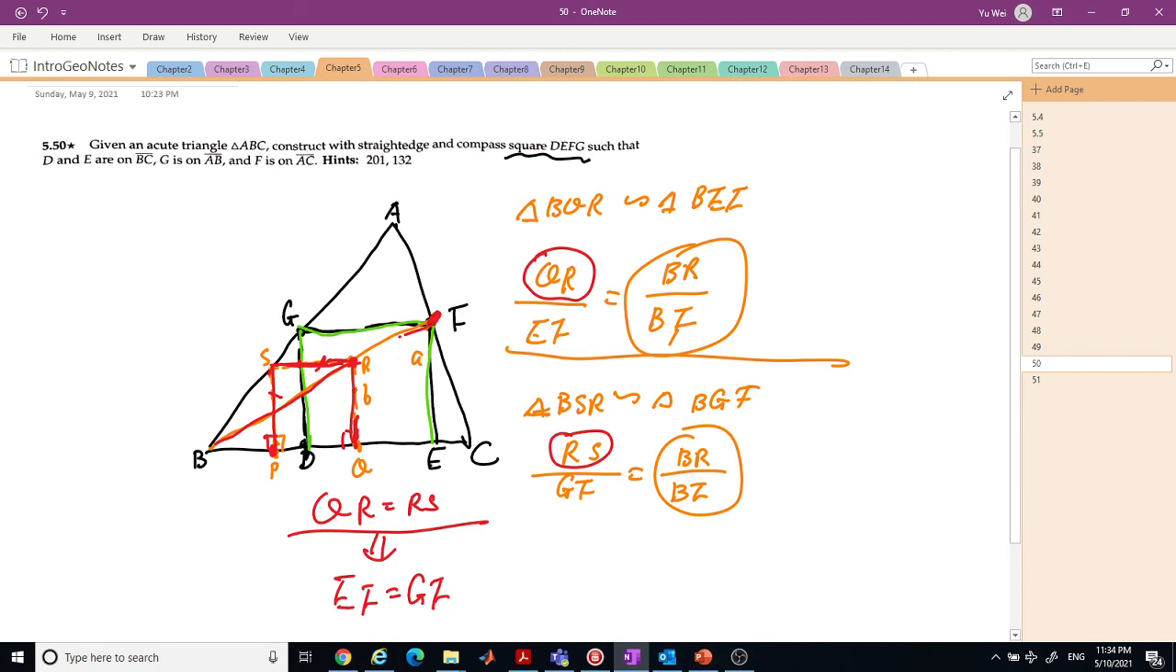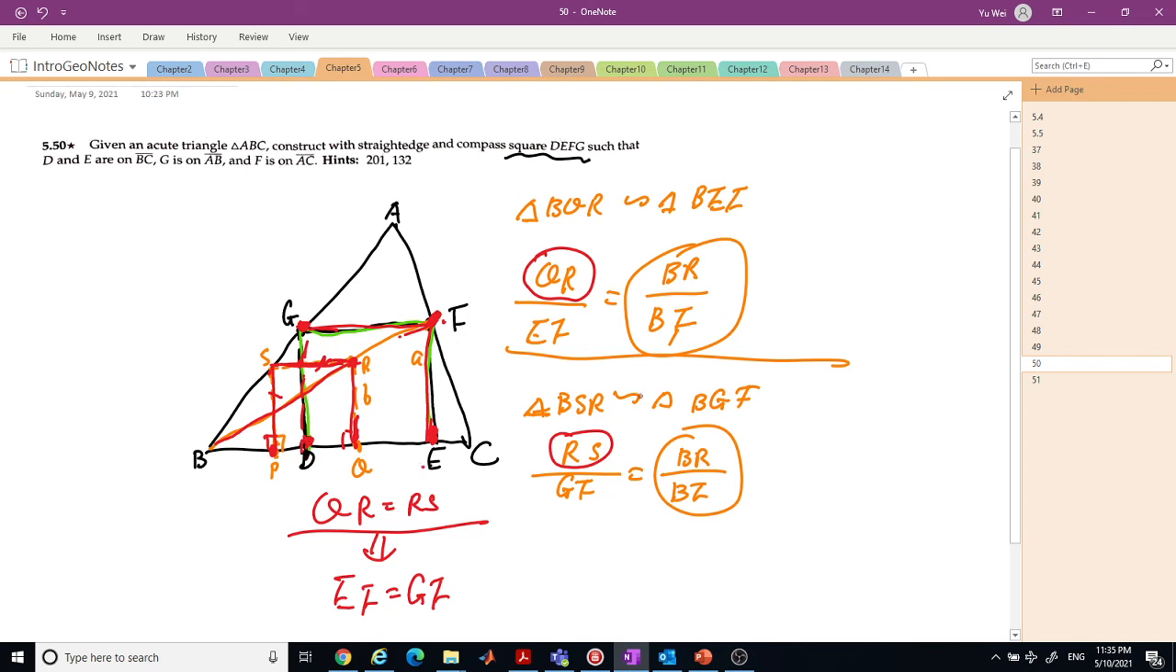Next we draw FG parallel to RS, and EF parallel to this one. Now you can see we have FGE. Now from E, we draw another perpendicular line to this. Now we have DEFG.